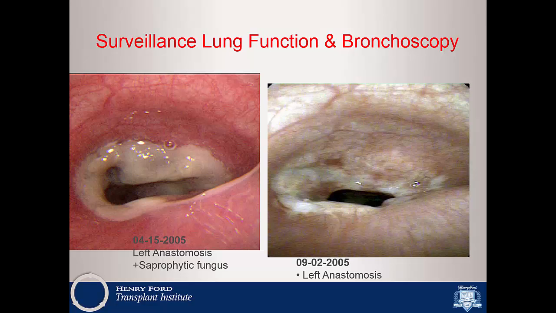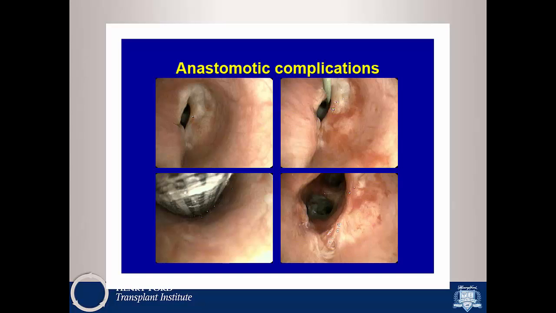And here's an example of a fungal disease of the anastomosis. And once it's cleared up with therapy, you can see there is still narrowing. So another anastomotic complication, it's treated with a balloon dilation.